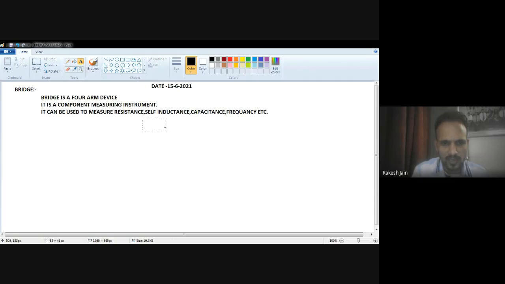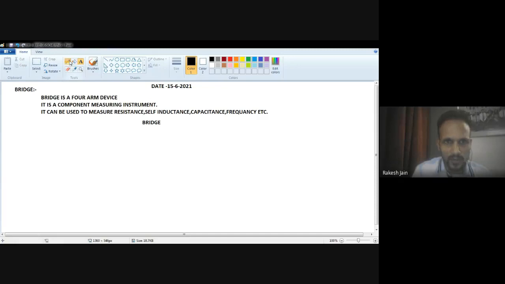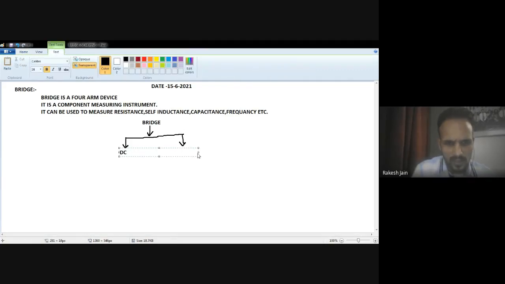Basically, a bridge can be categorized into two major categories. One is AC bridge, and the second one is DC bridge.